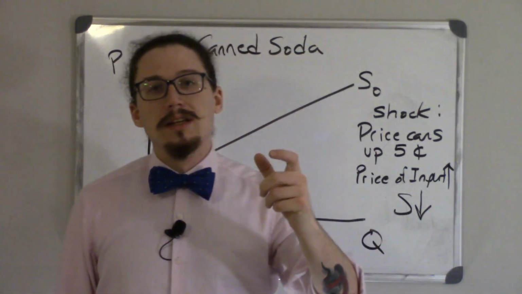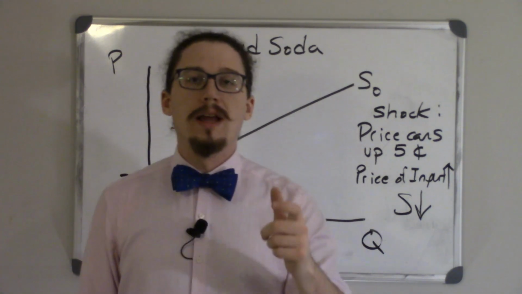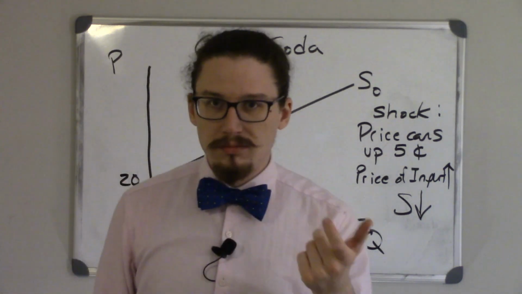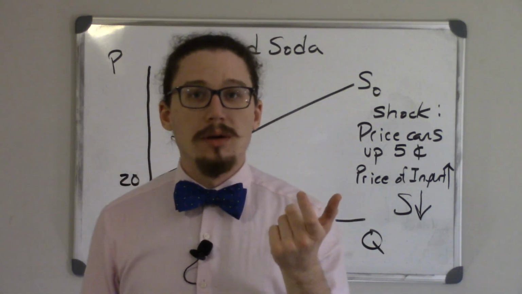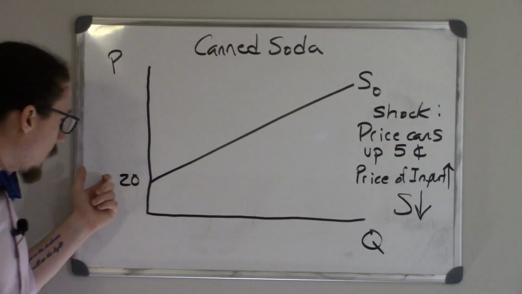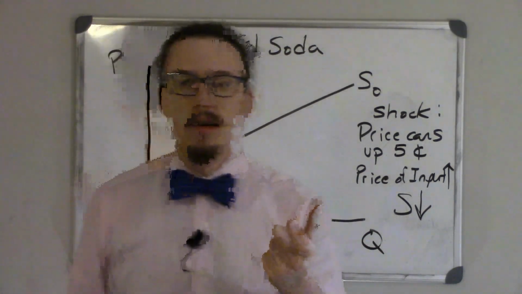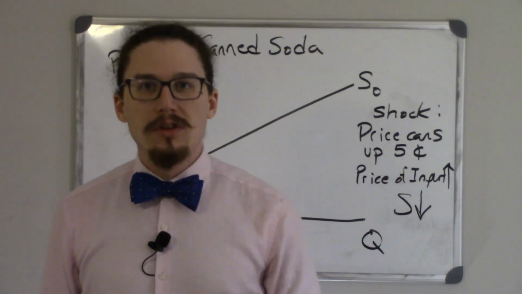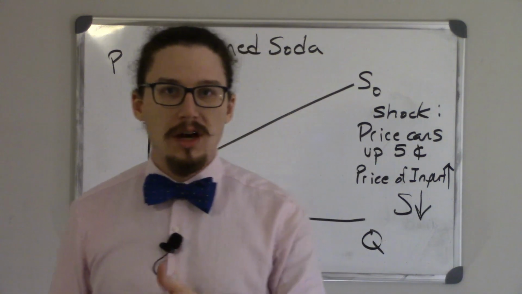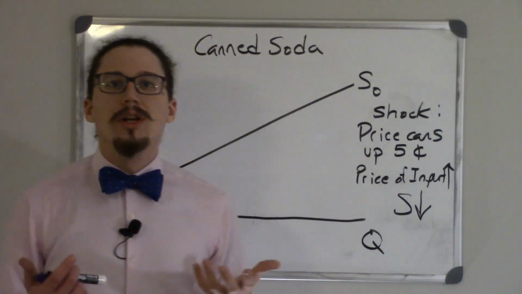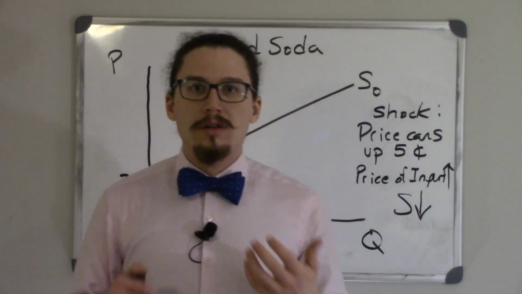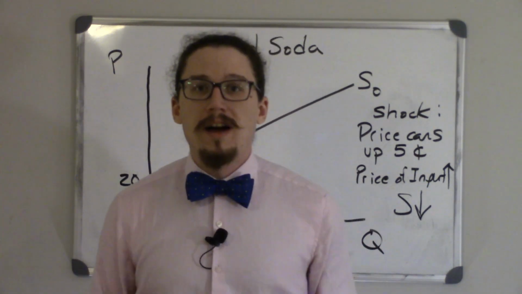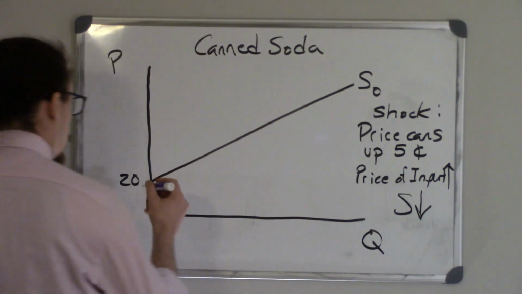If you needed more than 20 cents to be willing to produce this good beforehand, those are your costs. If you produce something, you're going to at least want to break even. So if you're not going to break even at 20 before this change in the price of the cans, then after we add an additional 5 cents to the cost of production, what are you going to need to get above to break even? The answer is you're going to need 25 cents.